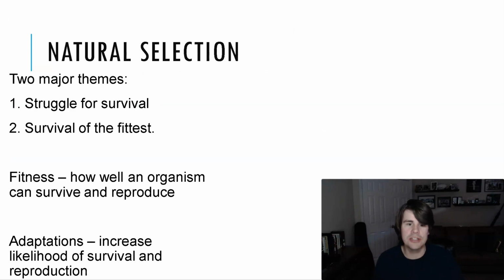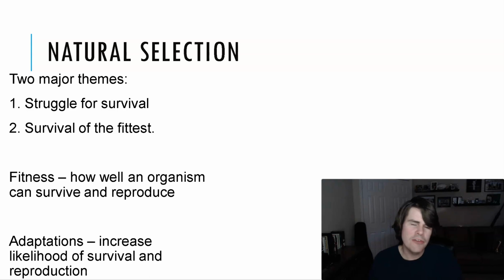So natural selection, there are basically two major themes in natural selection. You need to be able to kind of explain this in your own words. Number one is the struggle for survival. More young are produced than can survive in the world. And there's a struggle for survival. It's hard to live. It's hard to find space, food, water, mates. It's hard to live for all organisms on the planet.